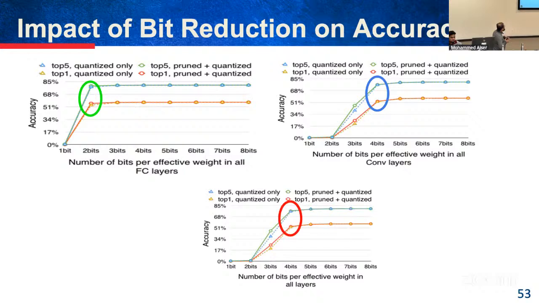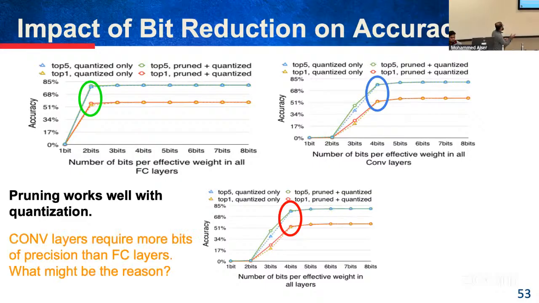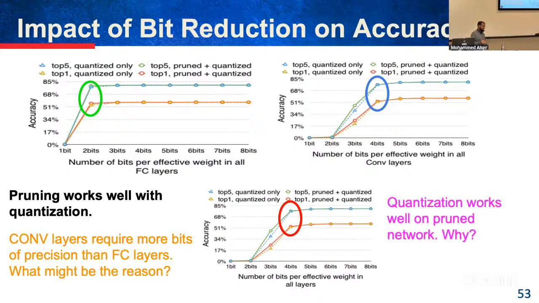But for the convolution layers, you need at least 3 bits per weight to maintain the accuracy. And if you use the same quantization across all layers overall, then you have to use around 4 bits per weight to maintain the accuracy. Otherwise accuracy will drop. This is the observation.